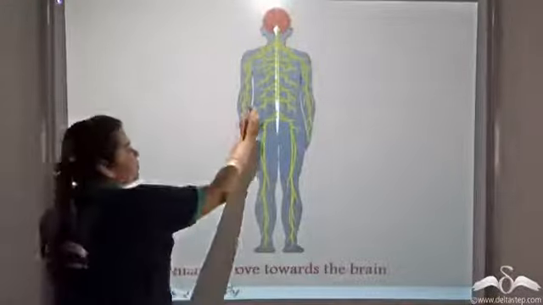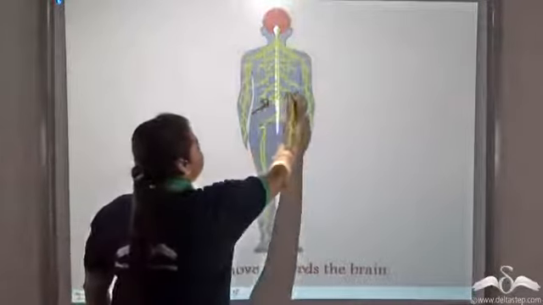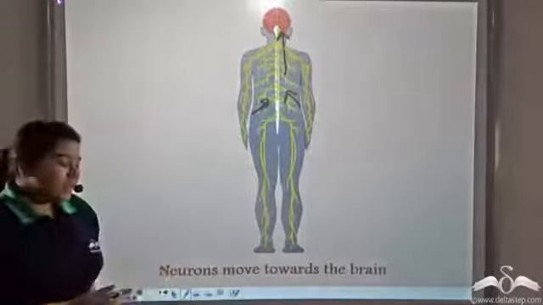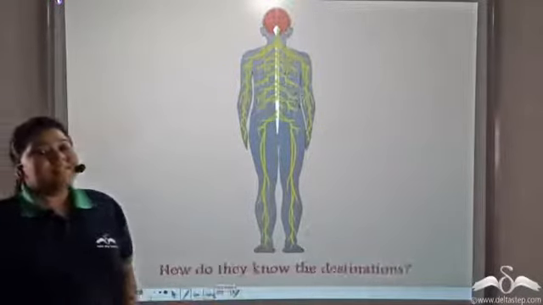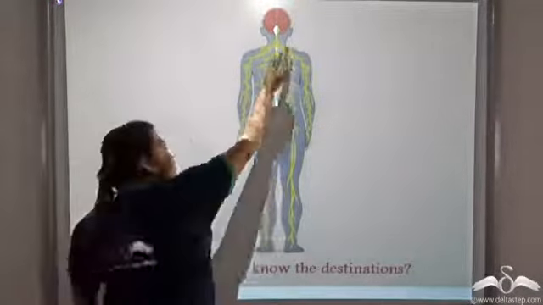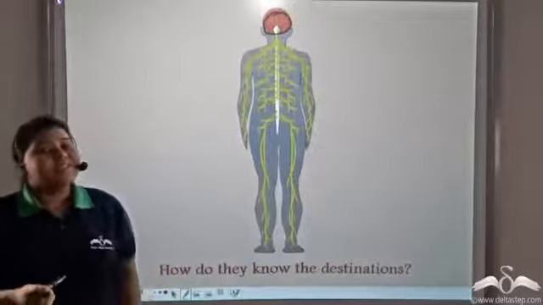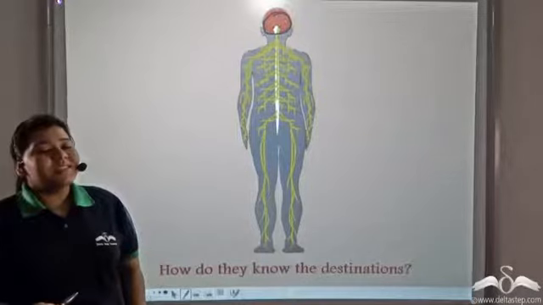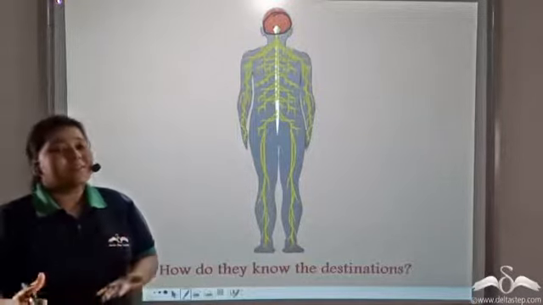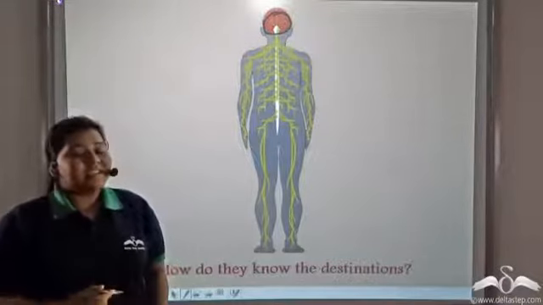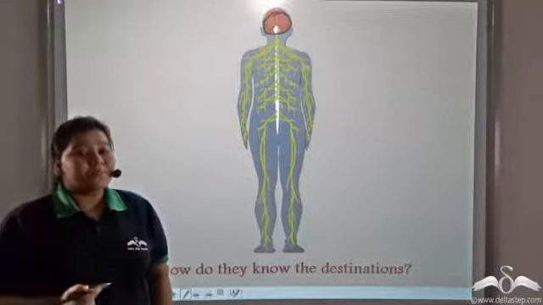Now, different neurons from different parts of the body move towards the cerebrum. Now, these neurons move towards specific parts in the cerebrum. Like the neurons that are responsible for vision move towards the occipital lobe, and the neurons that are responsible for hearing move towards the temporal lobe.